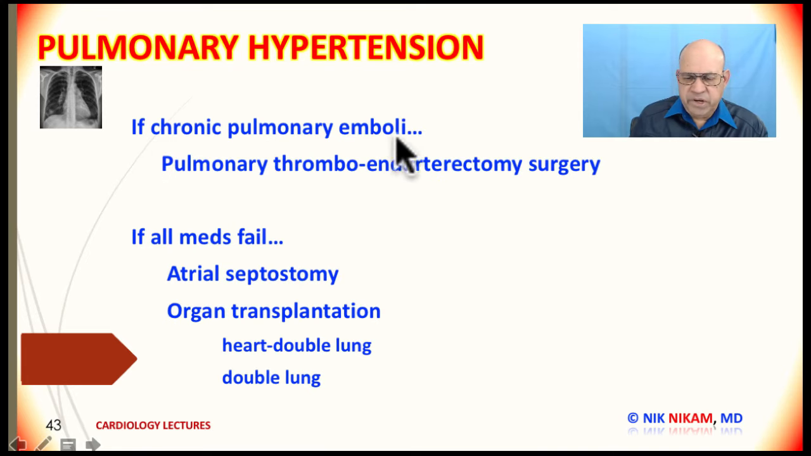In chronic pulmonary emboli, pulmonary thromboendarterectomy is an important consideration to remove large clots, and by removing large clots we can dramatically change the pulmonary pressures in patients with thromboembolic disease. If all medical measures fail, we should consider atrial septostomy. When all other modalities of treatment fail, the only option that may be left may be organ transplantation, which may include double lung transplantation and heart and lung transplantation.